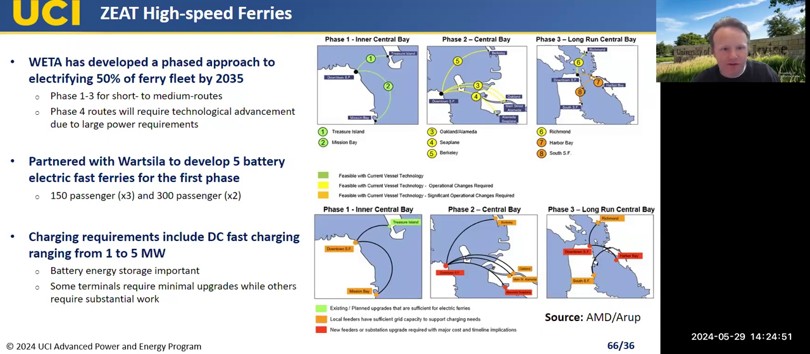They've partnered with Wärtsilä to develop 5 battery electric fast ferries in this first phase. And then they also did a detailed look at the infrastructure that would be needed at their terminals. And looking at what they concluded is that DC fast charging is going to be needed. Another thing that's really important is battery energy storage is going to be needed, essentially to support the DC fast charging and mitigate some of those large power requirements on the grid. And it's the same sort of phased approach where some of the terminals will require minimal upgrades while others will require substantial work.